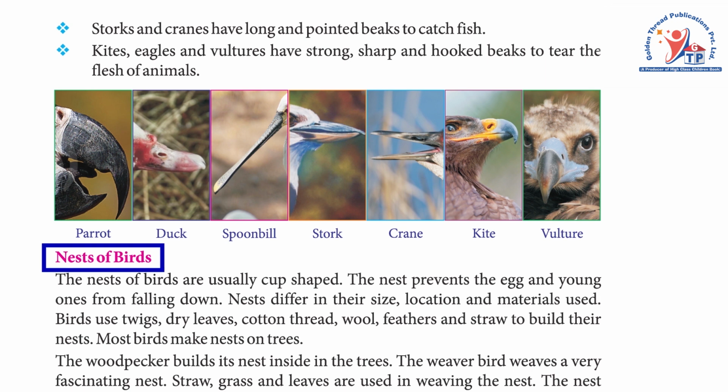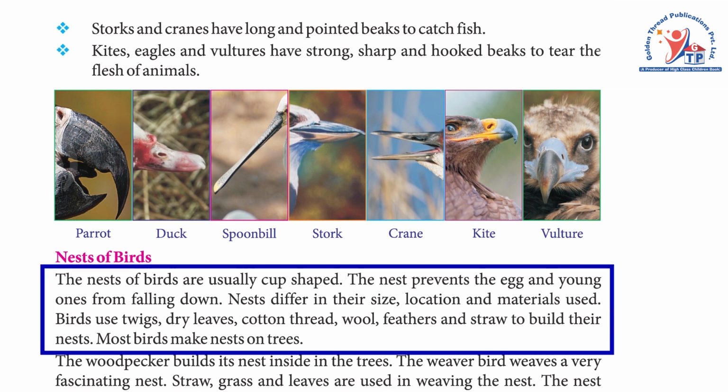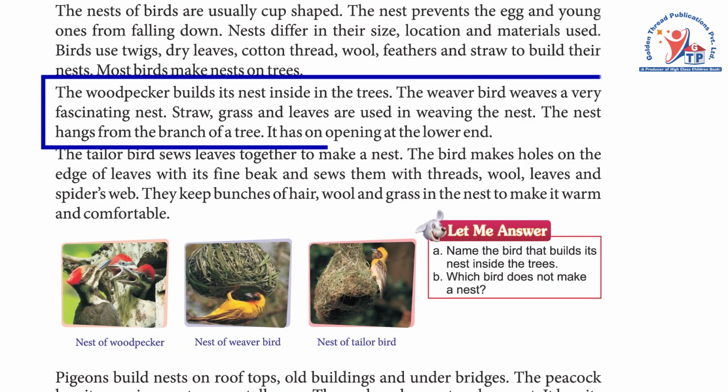Nests of birds. The nests of birds are usually cup-shaped. The nest prevents the eggs and young ones from falling down. Nests differ in their size, location and materials used. Birds use twigs, dry leaves, cotton thread, wool, feathers and straw to build their nests. Most birds make nests on trees. The woodpecker builds its nest inside the trees.